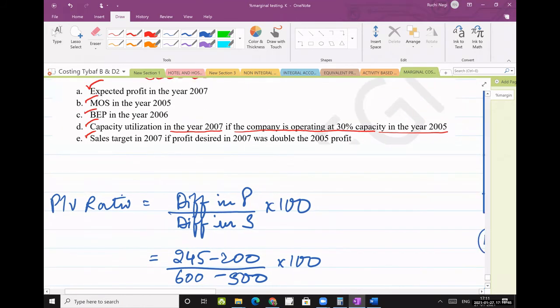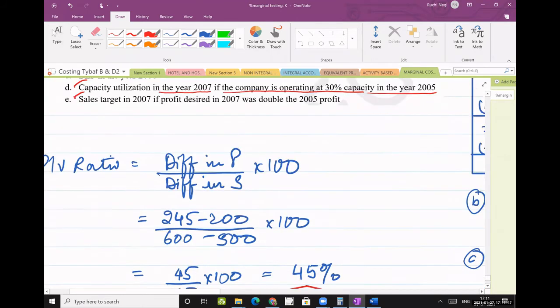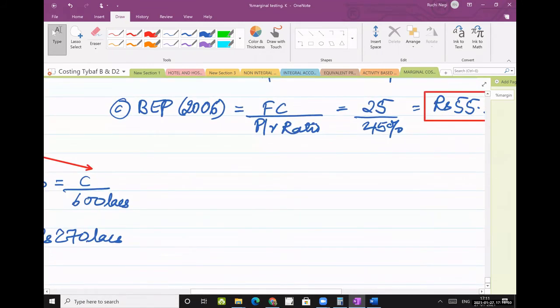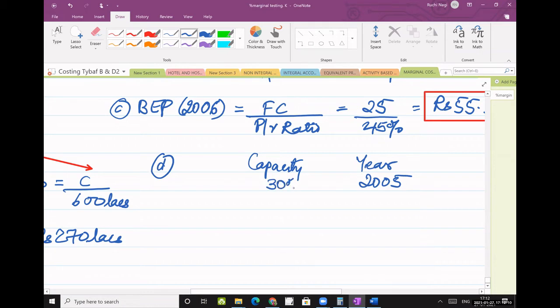Next I want to find D, capacity utilization. In D, what do you have to find? Capacity, and the year. In 2005, they are saying the capacity of the business was 30%. They are asking you to calculate it for 2007. This is what they want you to calculate.